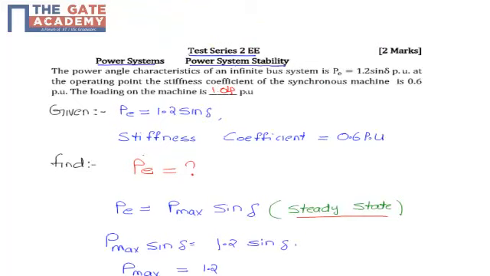1.04 per unit. In this session we have studied how to calculate the value of loading on the machine in per unit. Thank you.